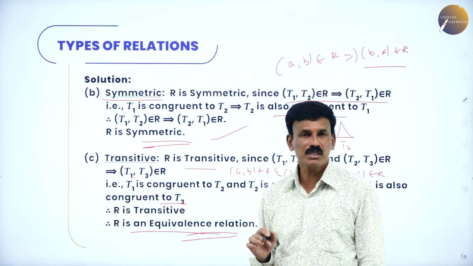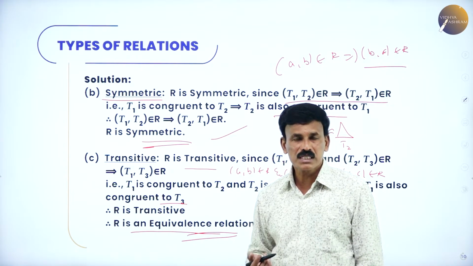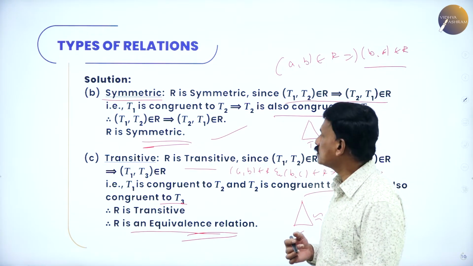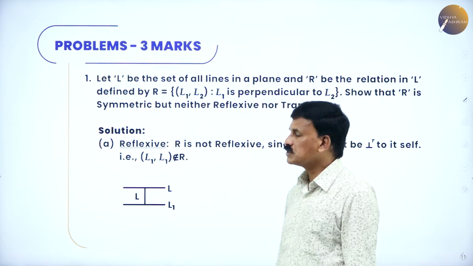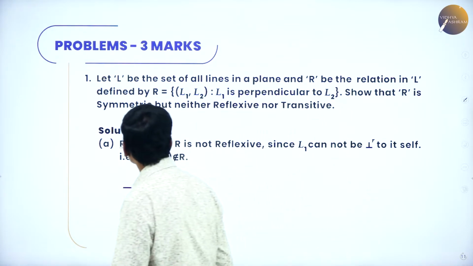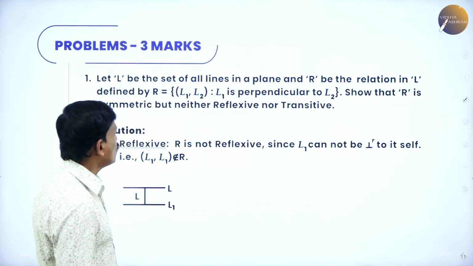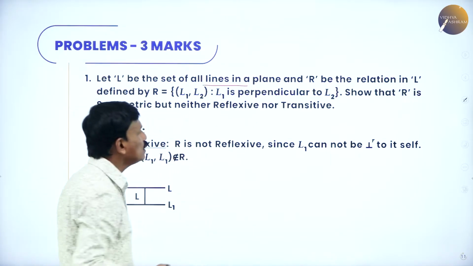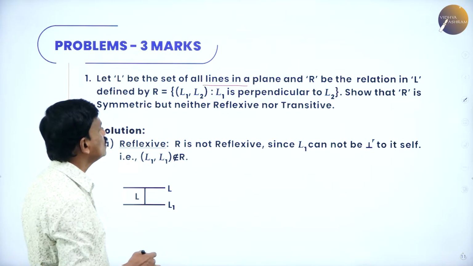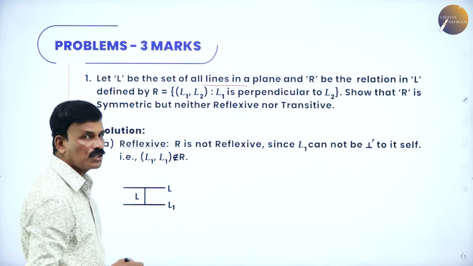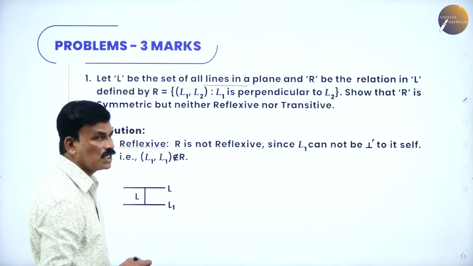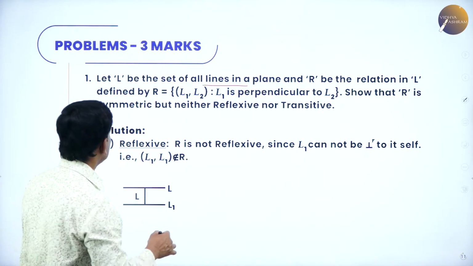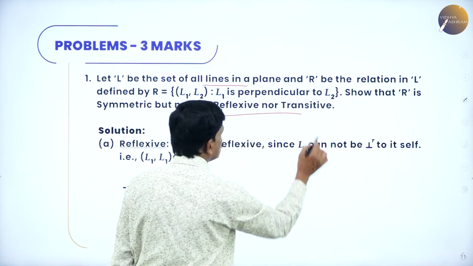Hope you followed what is a relation, what is an equivalence relation and how to solve an equivalence relation. Now let us come to the set of problems, 3 marks questions. Let L be the set of all lines in a plane and R a relation in L denoted by R equals (L1, L2) such that L1 is perpendicular to L2. Show that R is symmetric but neither reflexive nor transitive.